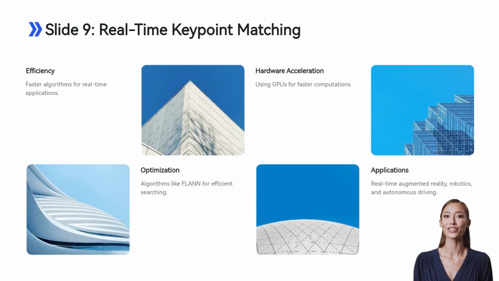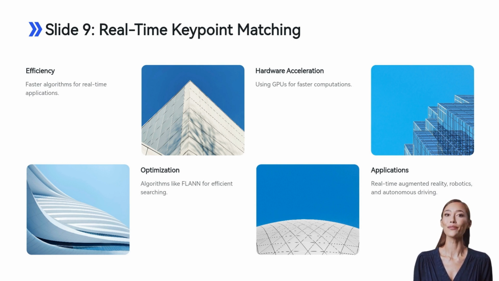Real-time key point matching is crucial for applications like augmented reality, robotics, and autonomous driving, where fast and accurate feature matching is needed to ensure smooth and responsive systems. Efficient algorithms, such as FLANN and approximations of nearest neighbor searches, are critical for speed. Using hardware acceleration, e.g. GPUs, can further speed up matching processes.